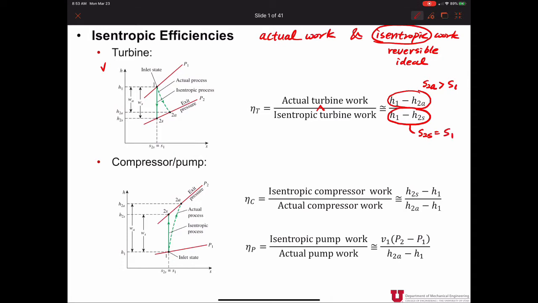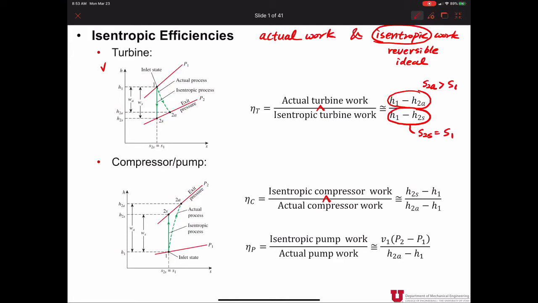Then how about the compressor or pump? Compressors and pumps need a work input to run the device. If you compare the isentropic work and actual work, the isentropic compressor work is always smaller than the actual compressor work. What it means is that ideally the compressor needs less work than the actual case.